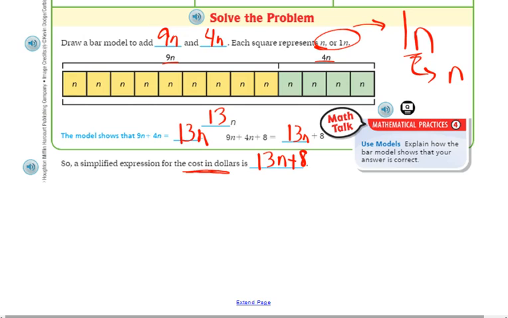Now, if we're not going to use the bar model here to help us out, I'm going to start by writing my original expression.